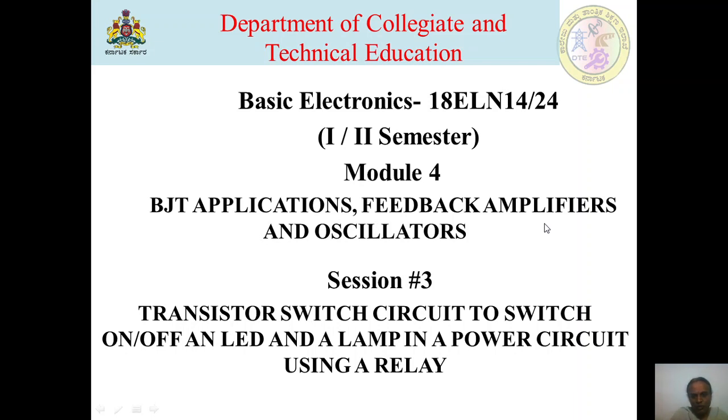18ELN14 Module 4 Session 3. Module 4, the topic is the BJT applications, feedback amplifiers and oscillators. Under that we have seen till now how the BJT acts as an amplifier as well as how it is working as a switch. Moving on to the third session, there we have the transistor switch circuit to switch on or off an LED and a lamp in a power circuit using a relay.